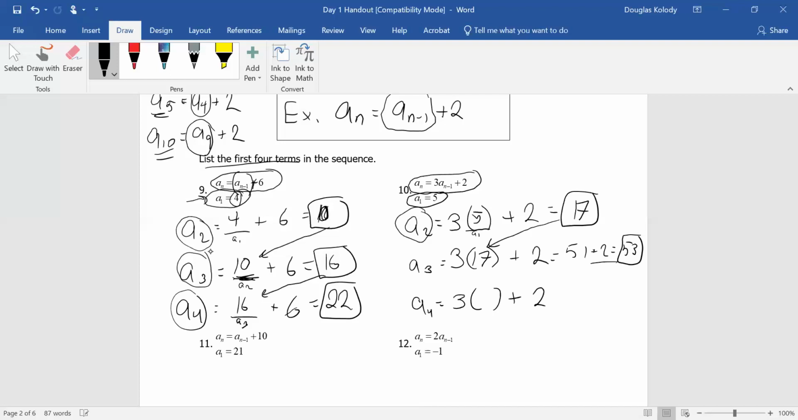Then I take what I just found and I find it again. 3 times 53 is 159. Plus 2 is 161. People often find the most confusion right now with recursive formulas. So if you need to, pause this video and play it again as many times as you need to fully understand recursive formulas for sequences. You take what the previous term is and plug it in to find the next term.